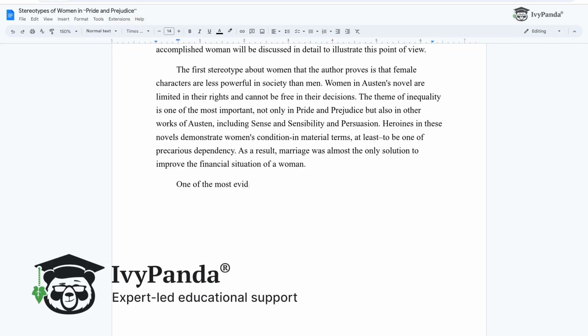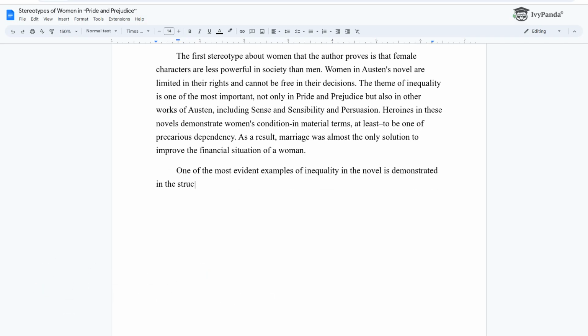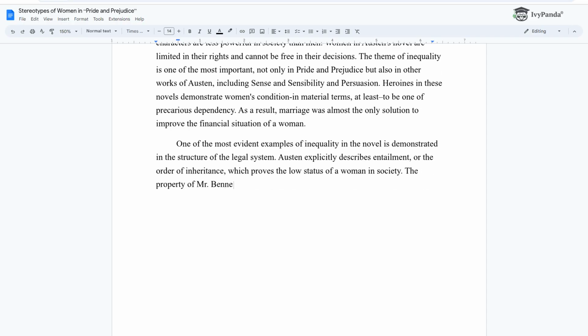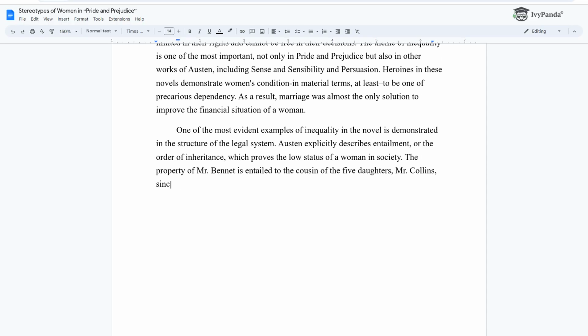One of the most evident examples of inequality in the novel is demonstrated in the structure of the legal system. Austen explicitly describes entailment, or the order of inheritance, which proves the low status of a woman in society. The property of Mr. Bennet is entailed to the cousin of the 5 daughters, Mr. Collins, since in Mr. Bennet's family, there are no males to inherit the Longbourn estate.